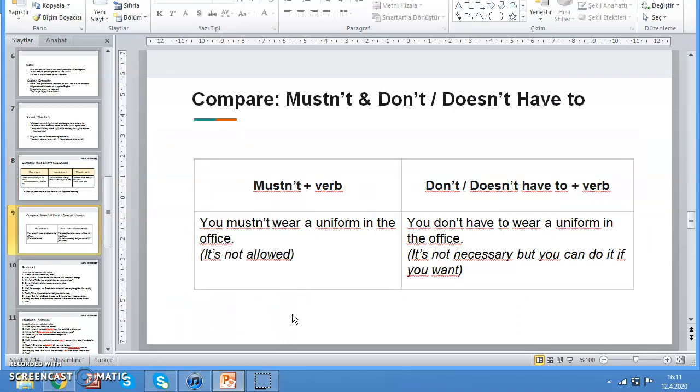To compare the negative forms, mustn't and don't or doesn't have to, the first one is you mustn't wear a uniform in the office, which means it is not allowed. And in the next one, you don't have to wear a uniform in the office. It's not necessary, but you can do it if you want. As you see, they have quite different meanings.